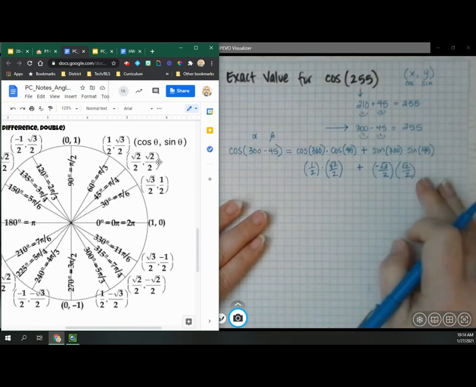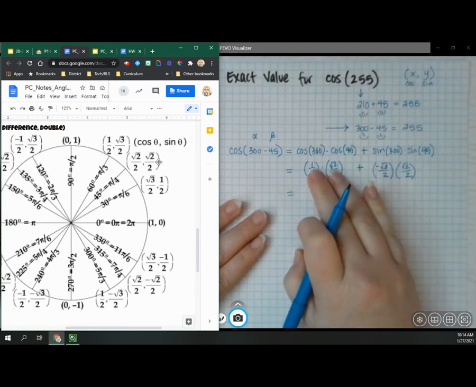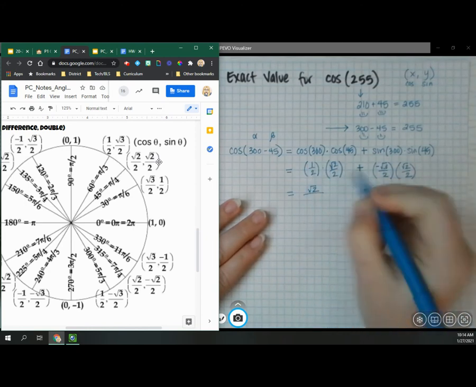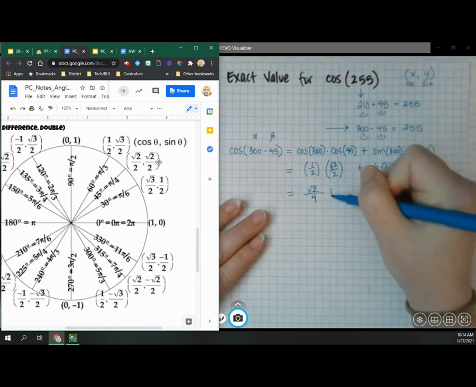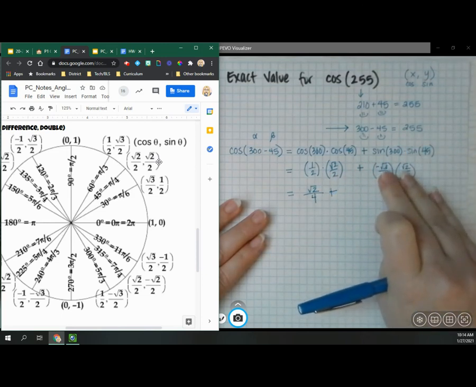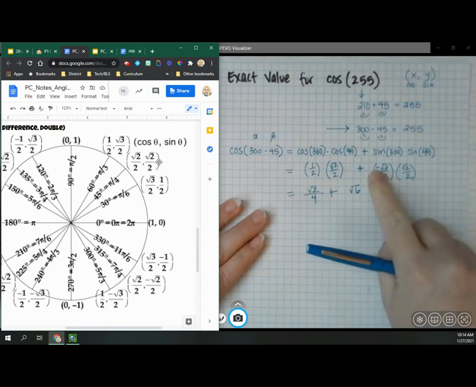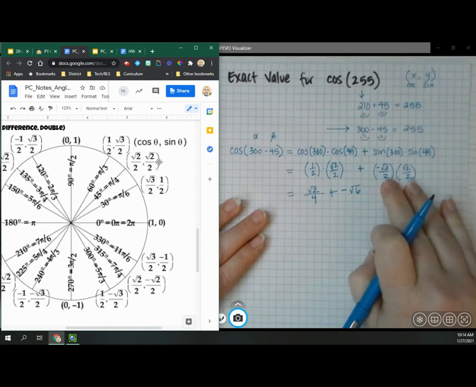All right, now we need to simplify. When we multiply fractions, we multiply the numerators and then the denominators. 1 times root 2 is root 2. 2 times 2 is 4. Plus sign. Root 3 times root 2 is root 6. You multiply the inside numbers. Now, something to be aware of, a negative and a positive make a negative. And then their denominators, 2 and 2 is 4.